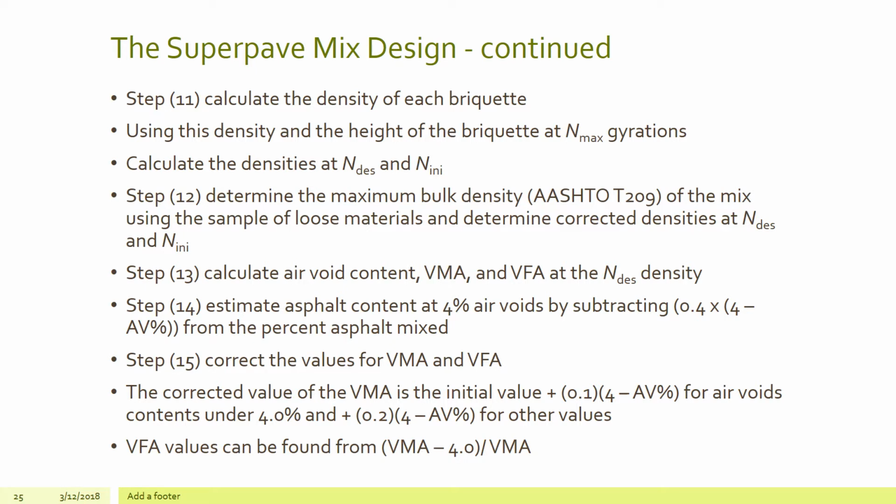Correct values for the VMA and the VFA. The corrected value for the VMA is the initial value, and then we get that value of 0.1 times 4 minus the air void percentage. And of course, we look at that and contents for other values that we have. And the VFA values can be found from the VMA minus 4.0 divided by the VMA.